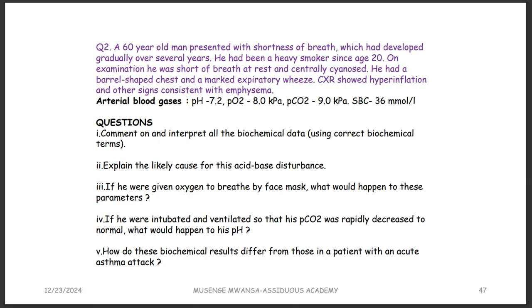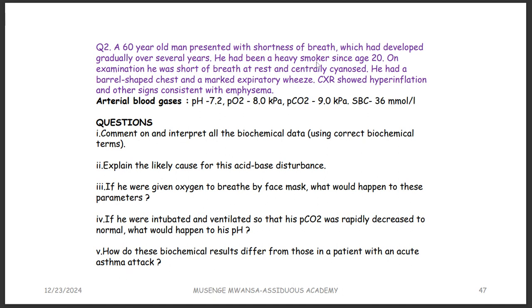Explain the likely cause for the acid-base disturbance. Anyone that can help? Actually, the data has been explained well in the question. Heavy smoker. If you can also be relating smoking. Remember the chronic obstructive pulmonary diseases? We actually also will discuss them again in pathology.